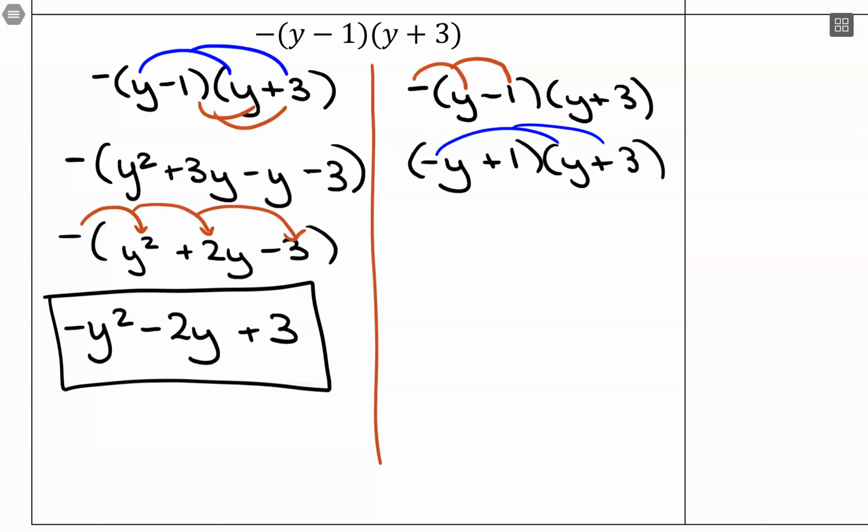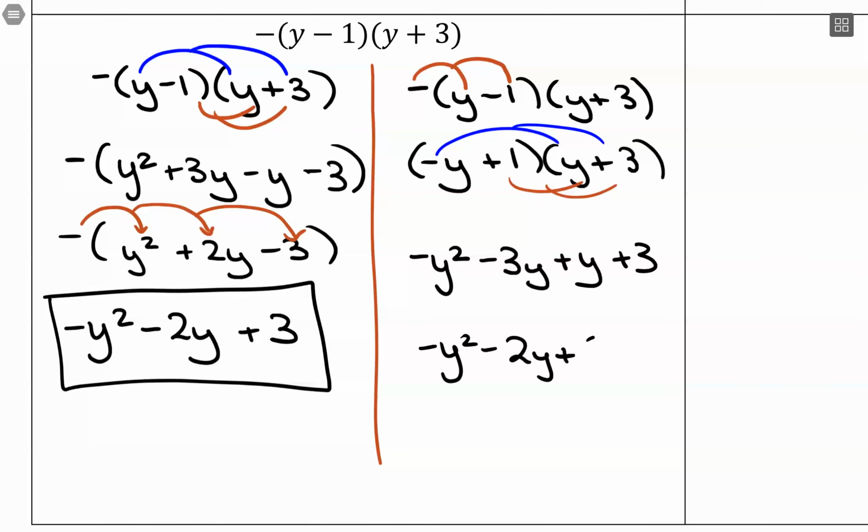Alright, so just to finish this one up, we would FOIL. So negative y times y is negative y squared. Negative 3y plus 3, and then just combining like terms, and we get to that same answer.